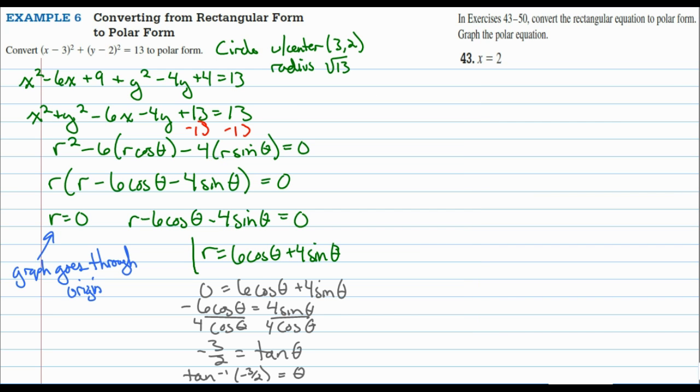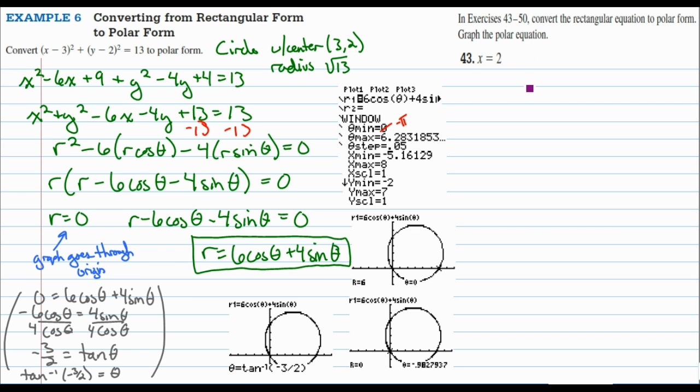So in polar form, the circle whose center is (3, 2) and radius square root 13 has the equation r equals 6 cosine theta plus 4 sine theta. And I double checked by making sure that r does in fact equal 0 at some point on the graph. Turns out it was the inverse tangent of -3/2.